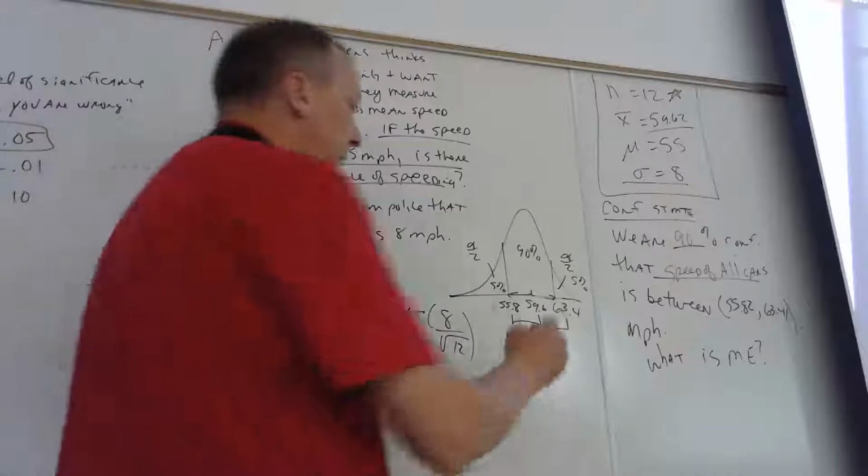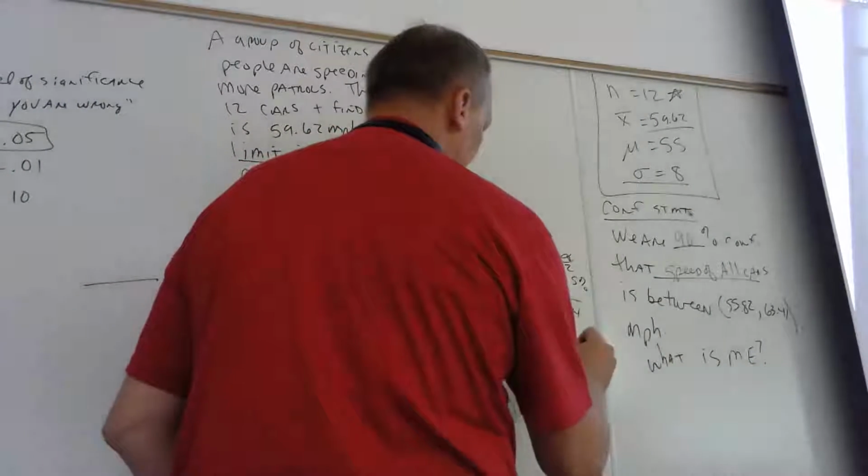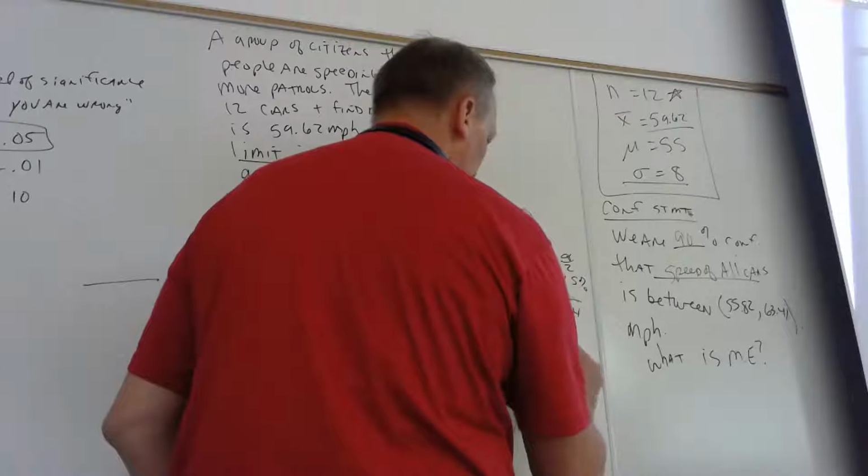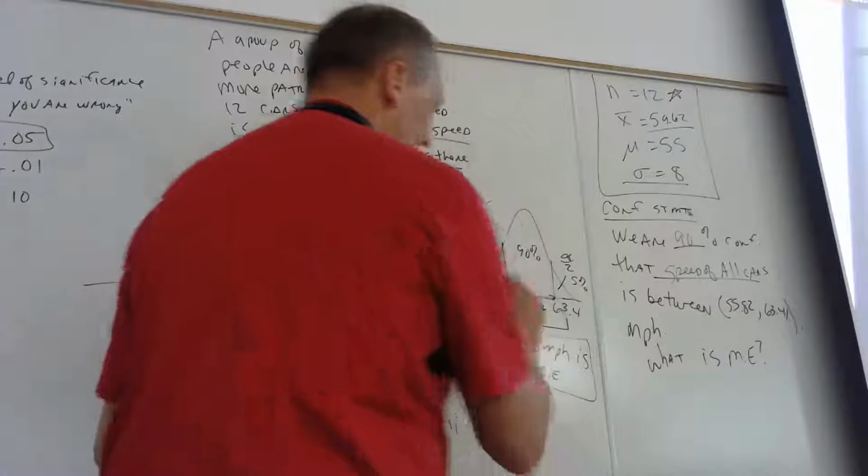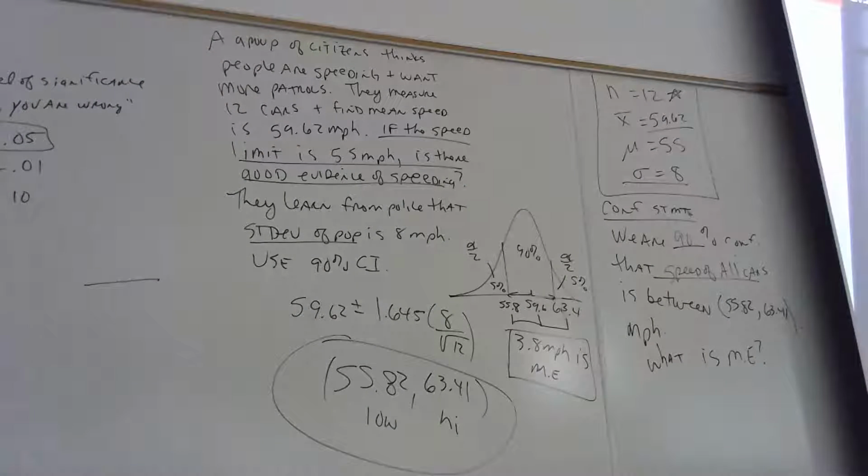3.8 miles per hour is your margin of error. Could you find it by just doing 1.645 times 8 over the square root of 12? Yeah, you could have also figured it out this way. 1.645 times 8 over the square root of 12 should also give you 3.8 miles per hour, because that is your margin of error right there. That's the other way to figure it out, probably the more accurate way. Does that make sense?